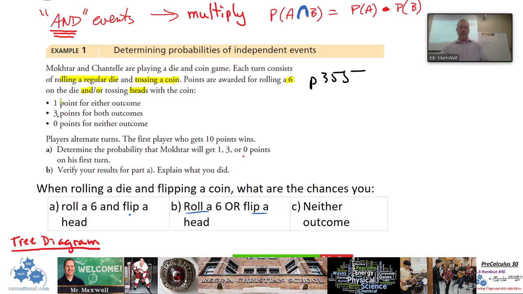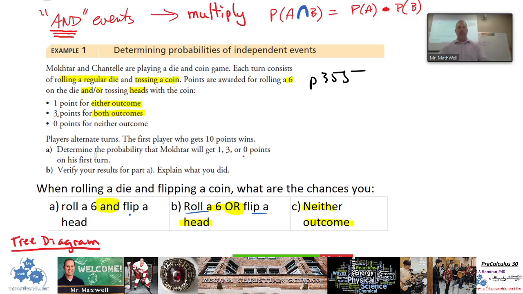Okay. So how does this break down? 1 point for either outcome. That's like what I have written down here as part of my solution already. That's the OR, a 6 or a head for either outcome. Does that make sense? Okay. 3 points for both outcomes. Well, that's like rolling a 6 and flipping a head. For both, that's AND. And 0 points for neither. So with neither outcome, you get 0 points.